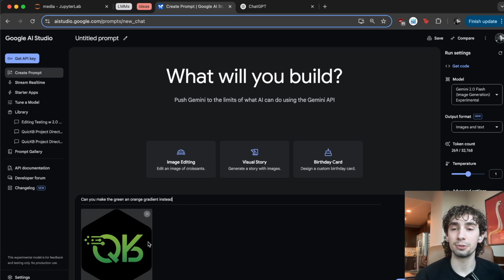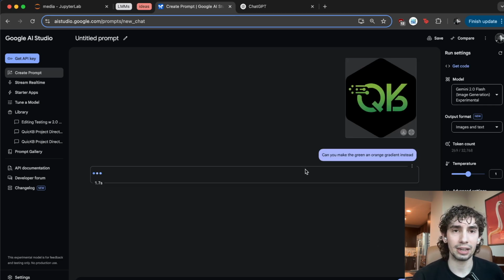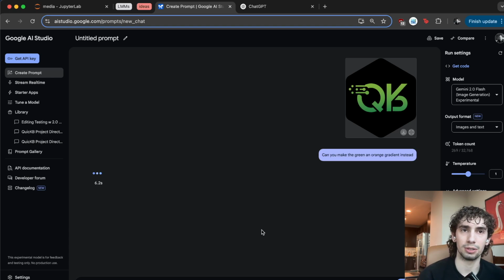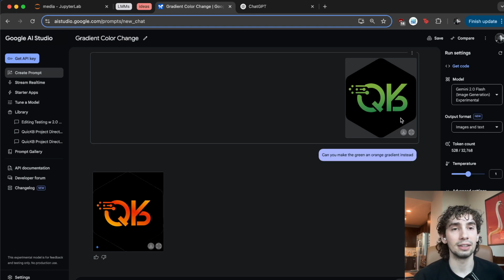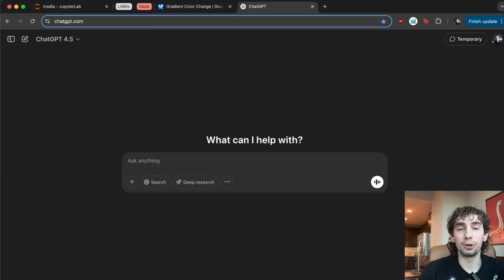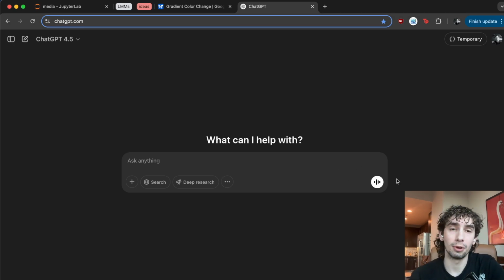What we can do is prompt it with an image and say, maybe, can you make the green and orange gradient instead? And go ahead and try that out. And after a few seconds here, we should get that response back. There you go. And it will try its best to generate an image here with its internal capabilities in just one model. And of course, we've seen things like ChatGPT's advanced voice mode, which is a direct voice-to-voice processing through their language models.